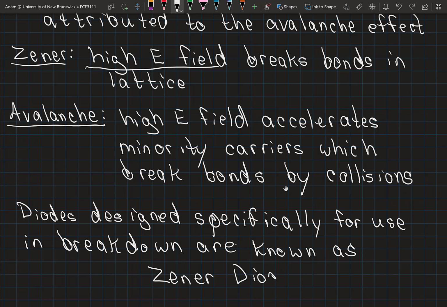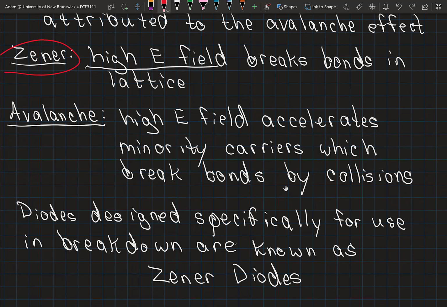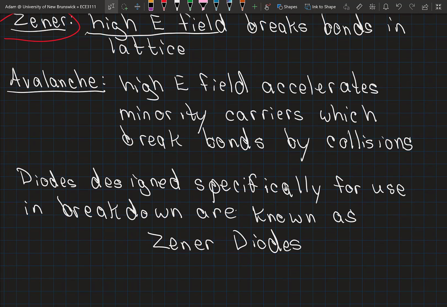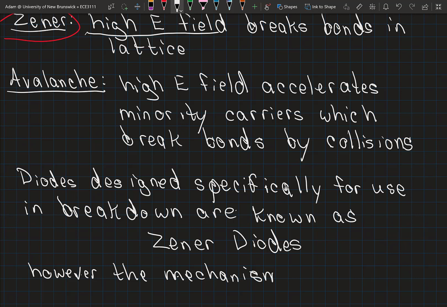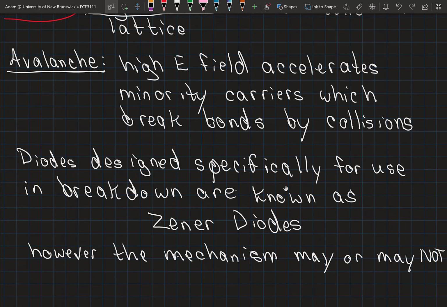And the name suggests that all of these diodes are a result of the Zener effect, but in fact they're not limited to the Zener mechanism. Okay, so the mechanism of breakdown in a Zener diode may or may not be due to the Zener phenomenon.